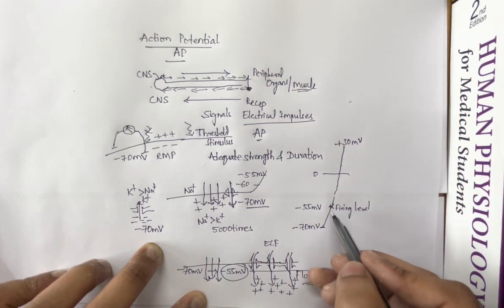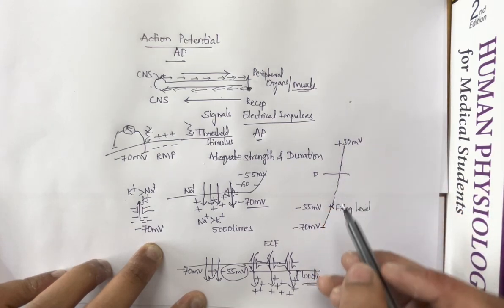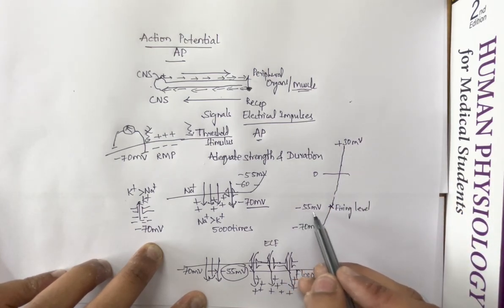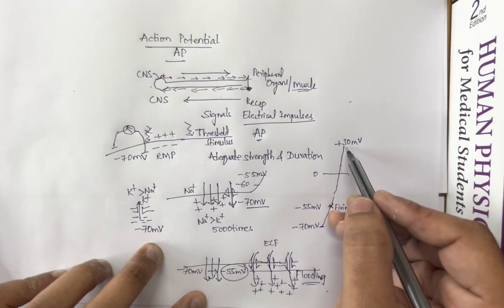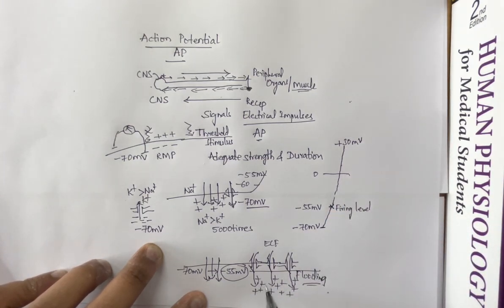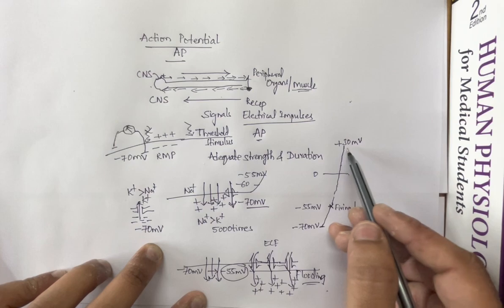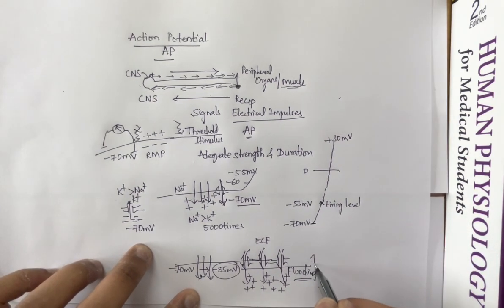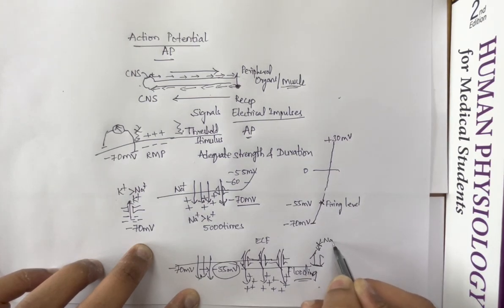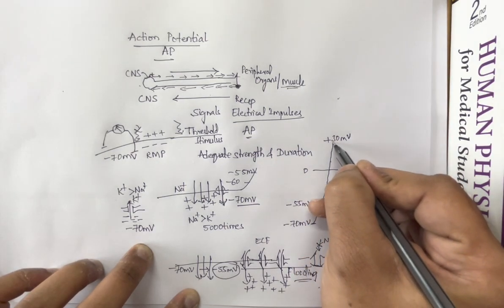So this increase in membrane potential towards positivity, from the minus 55 millivolt firing level to plus 30 millivolt, is because of rapid influx of a large amount of sodium ions through activated voltage gated sodium ion channels. By the time the membrane potential reaches plus 30 millivolt, these voltage gated sodium ion channels become inactive, so that there is no further influx of sodium ions. So it stops at plus 30.